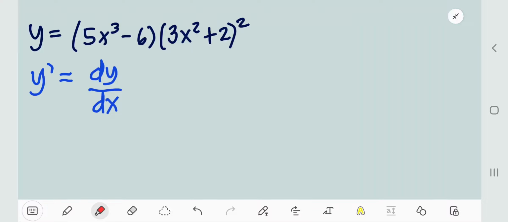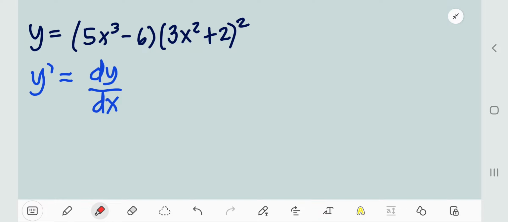Let's solve this problem. We are given a function y is equal to 5x cubed minus 6 times the square of 3x squared plus 2. And we are going to find y prime, or the derivative of y with respect to x. Let's get started with the solution.